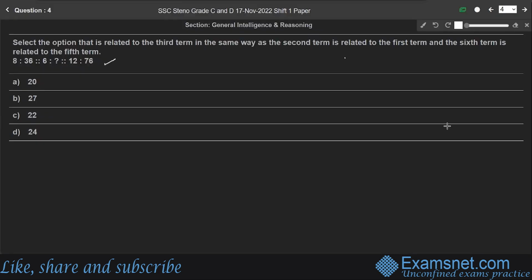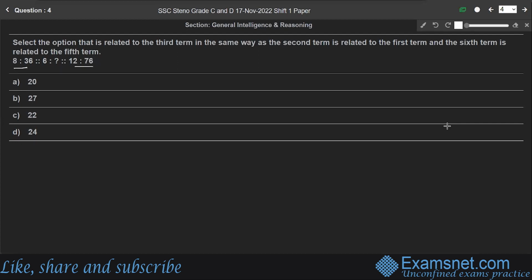Question number 4. Select the option that is related to the third term in the same way as the second term is related to the first term, and the sixth term is related to the fifth term. So we'll consider the first and second, fifth and sixth terms.